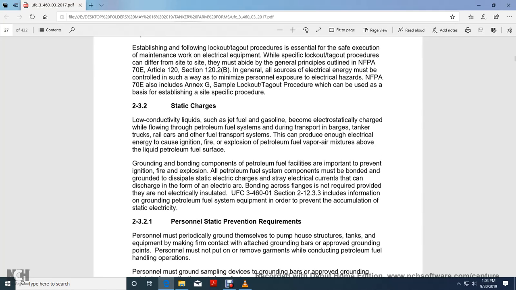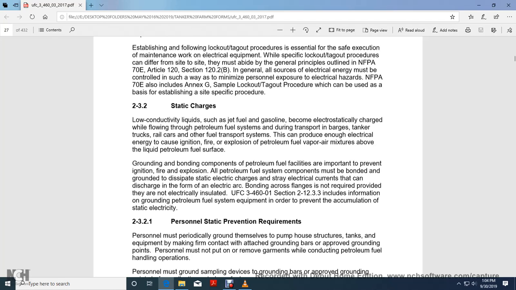2.3.2 Static charges. Low conductivity liquids such as jet fuel and gasoline become electrostatically charged by flowing through the petroleum fuel system, during storage, and in transportation by barges, tankers, and rail cars. Other fuel transportation can also produce electrical energy causing ignition, fire, or explosion of the petroleum vapor-air mixture above the liquid petroleum fuel surface. The grounding and bonding components of the petroleum fuel system are important to prevent ignition, fire, and explosion.